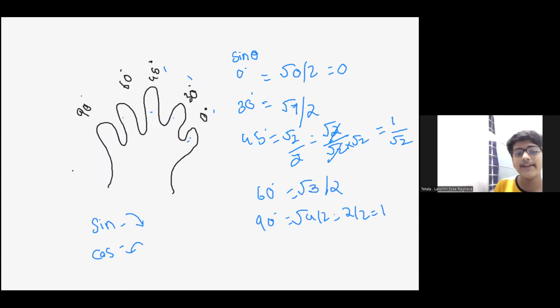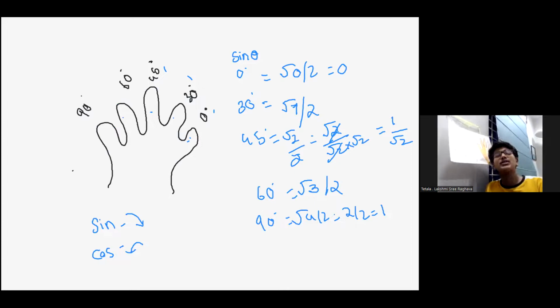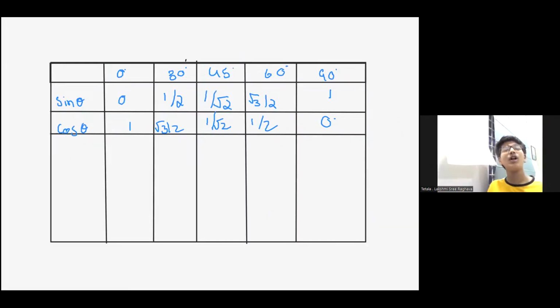Let us come to the slide. So as I said, for this one, the cos theta values will be taken in anti-clockwise direction. So for 90 degrees, there's no finger left, so 0. And then for 0 degrees, how many fingers are there? 1, 2, 3, 4. Root 4 by 2, which is 1. Hence proved. See, all the values are just like ulta.